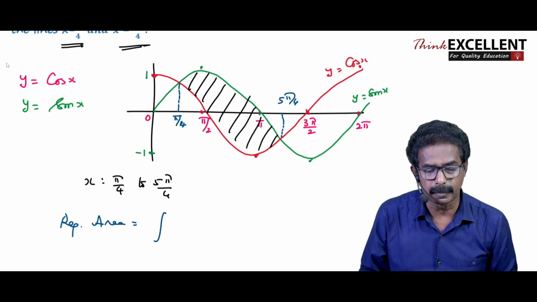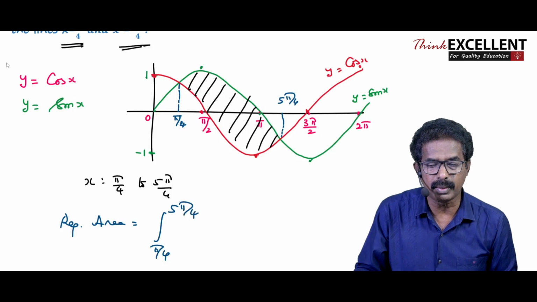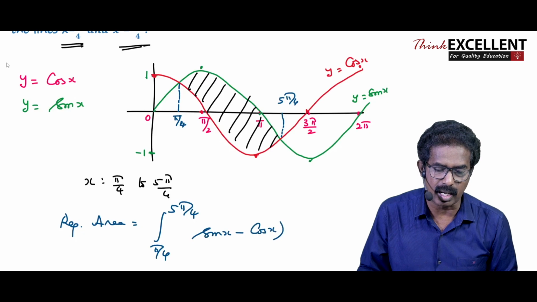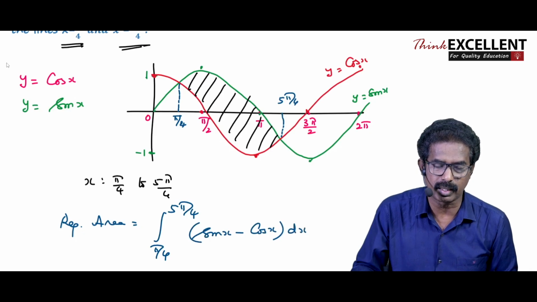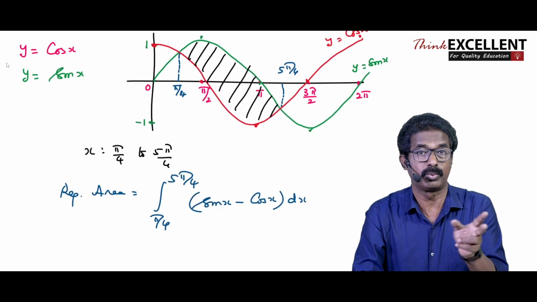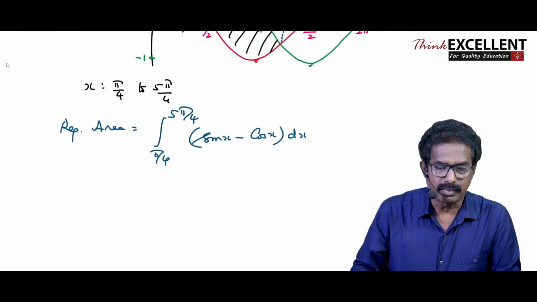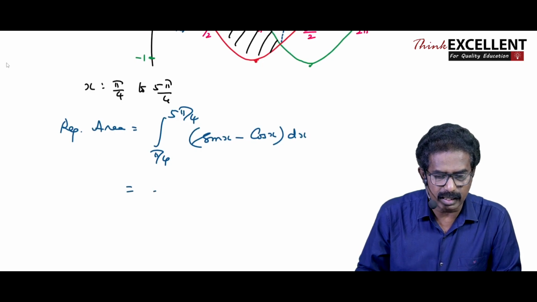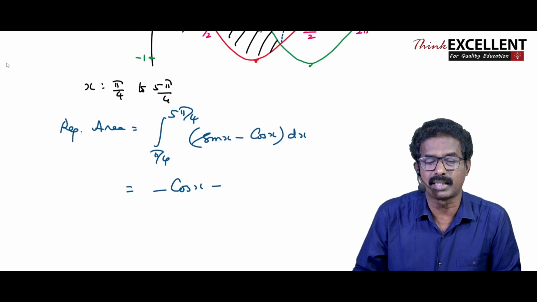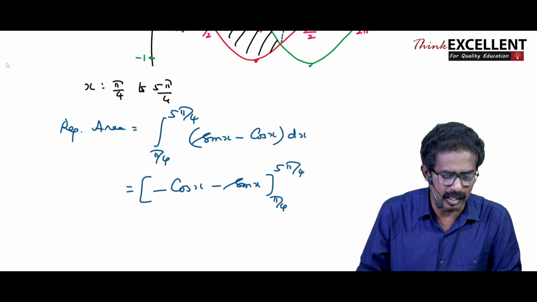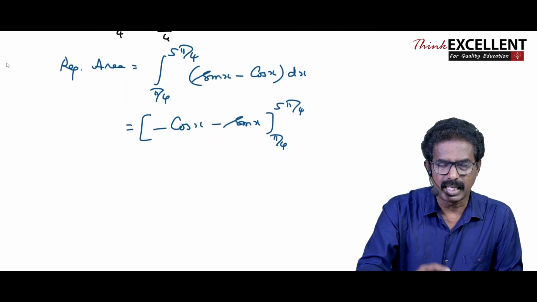So the required area is integral a to b, that is pi by 4 to 5 pi by 4. The upper curve is the green one, that is sin x minus cos x dx. You have to be careful while giving the limits. I'll explain this fully. Listen. So now integrate sin x minus cos x, integration of sin x. The limit is pi by 4 to 5 pi by 4. I want to change the limit.